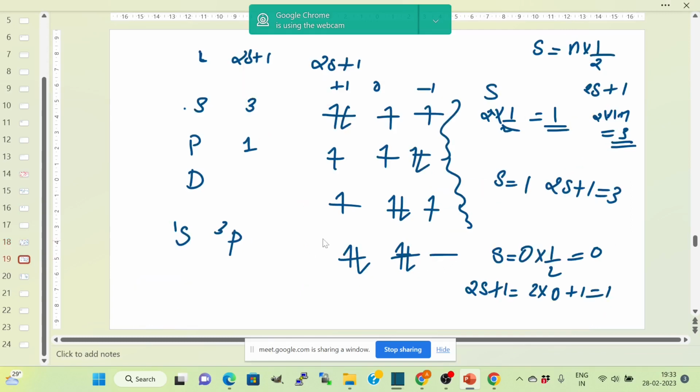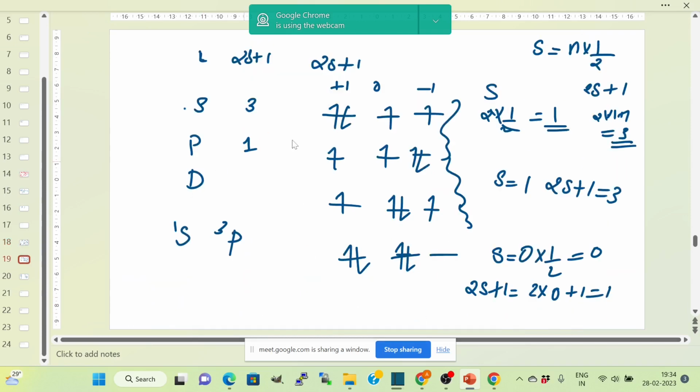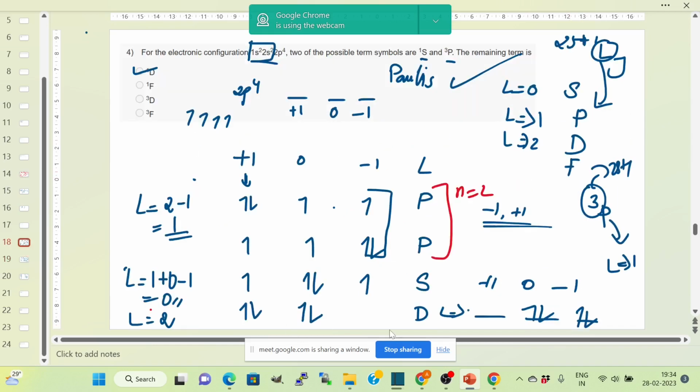Then it can have paired electrons, two each. So in this case there is no unpaired electron, and that kind of configuration is seen for this D. So we have already identified 1S and 3P. Now we have to identify one more, which we have already identified, no? Because 1D is here, just now we discussed. So when S is equal to 0, 2S plus 1 is equal to 1, that kind of configuration is seen for D. So 1D is the right answer.